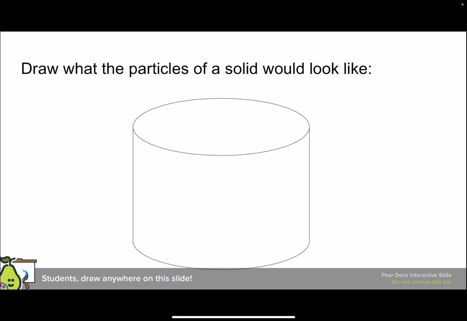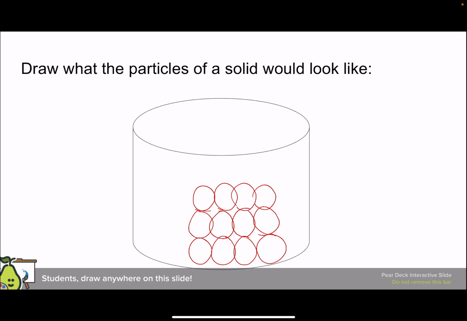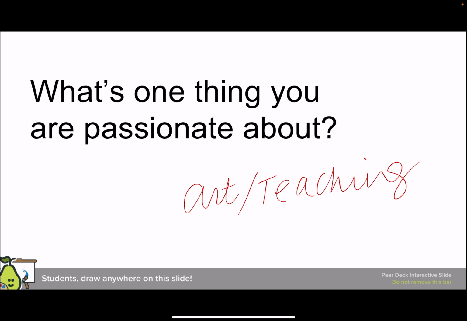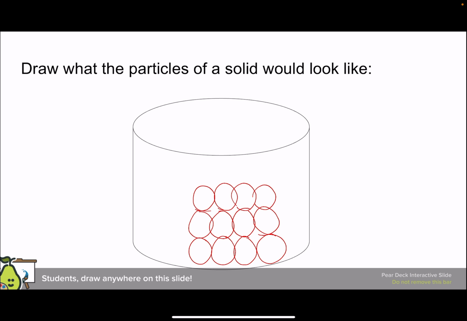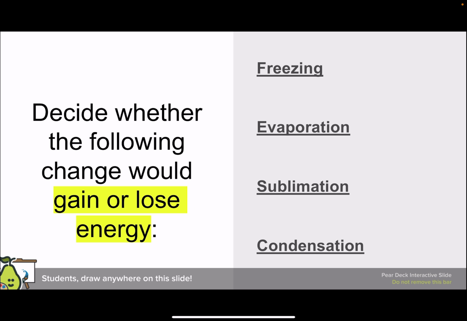Draw what the particles of a solid would look like. So if we're looking at our solid, we're going to see that our particles are close together, rigid and fixed, just meaning that they are all together for it. We wouldn't have any rogue particles on the side for it, and we would see that they're all lined up for it. Now, decide whether the following would gain or lose energy.